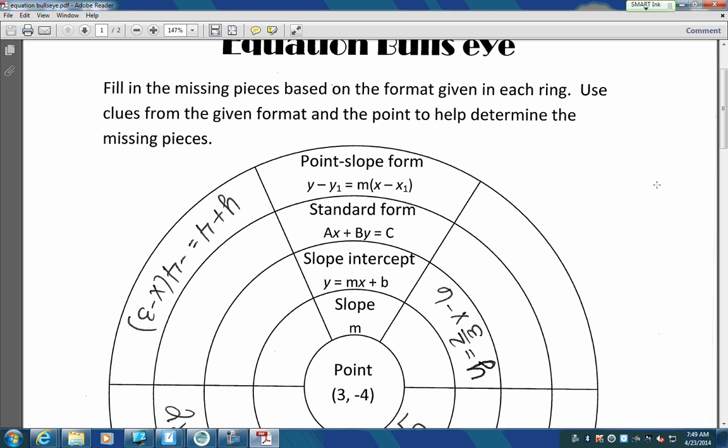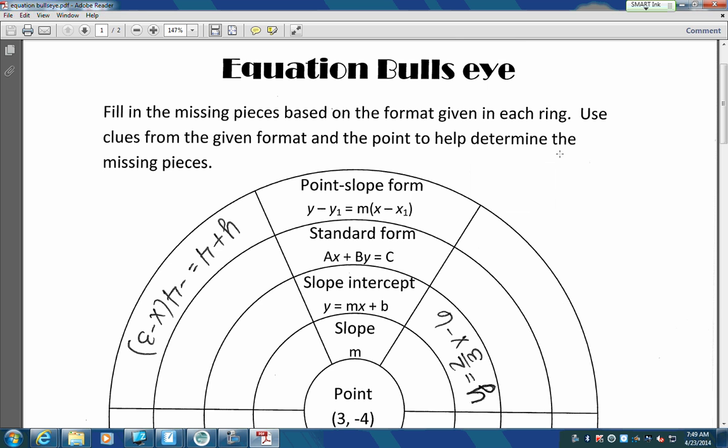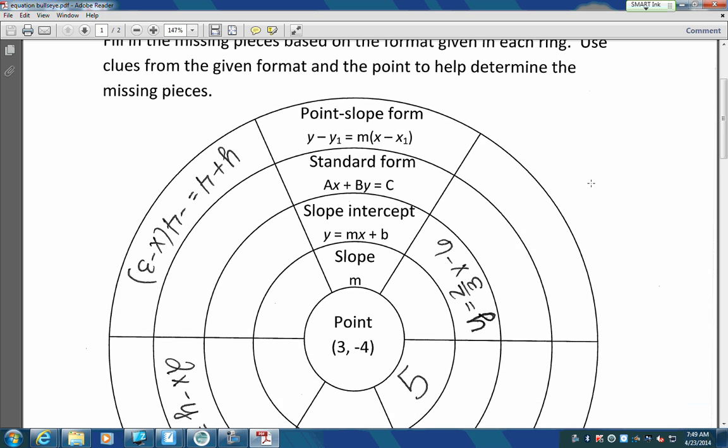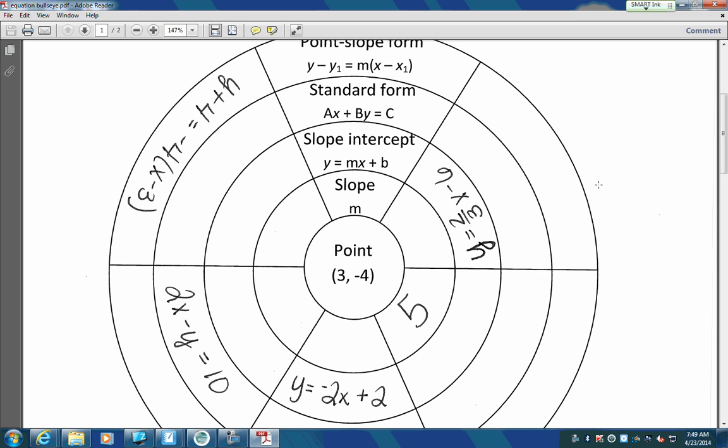The sheet you have for today says equation bullseye. Fill in the missing pieces based on the format given in each ring. Use clues from each given format and the point to help you determine the missing pieces. Okay. So right on the outer ring it says point slope form. The next ring is standard form, then slope intercept, then slope, and then the point. Okay, so what it means is this. So let's do one of these together.